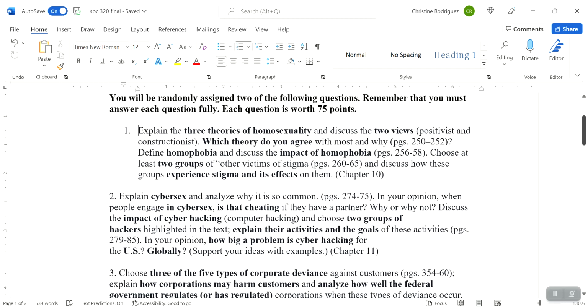Choose at least 2 groups of the, quote, other victims of stigma that are discussed in the text on those pages there, and discuss how these groups experience stigma and its effects on them. Okay, so again, focusing on whatever 2 groups you choose, the tattooed, the overweight, etc. Just take a look there and choose 2 of the groups, and again, discuss in detail what is the stigma, how does it affect them. Chapter 10.